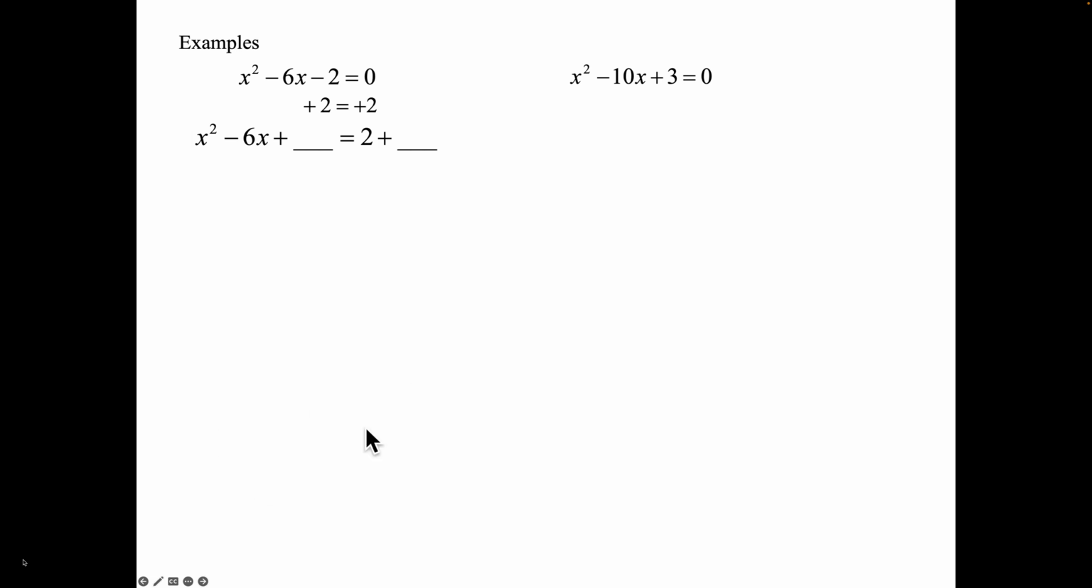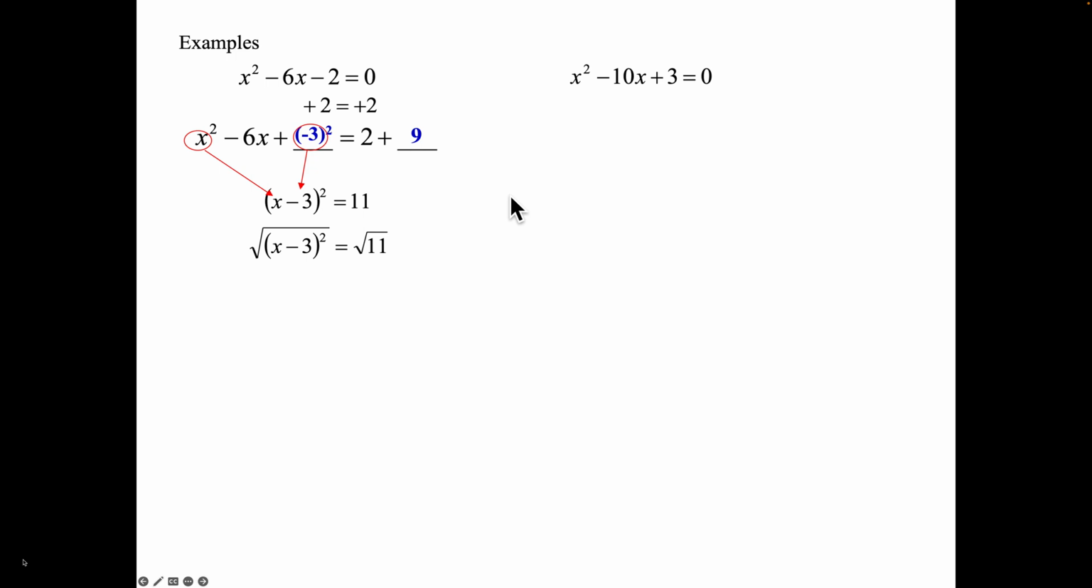Now, let's talk about how to fill them. Half of a negative 6 is a negative 3, squared, which is 9. We add 9 to both sides. Now, this term squared, those build my binomial squared. It's going to factor to x minus 3. We're just going to hightail it to x minus 3 squared. 2 plus 9 is 11. We're 2 steps from being done.